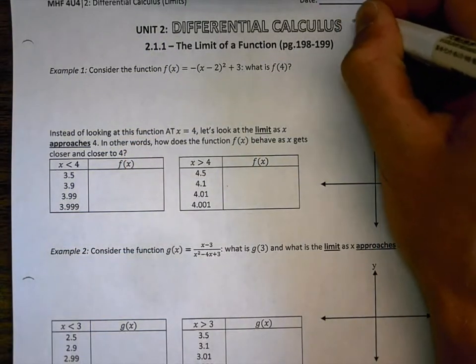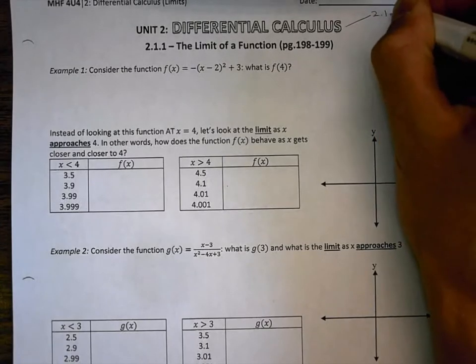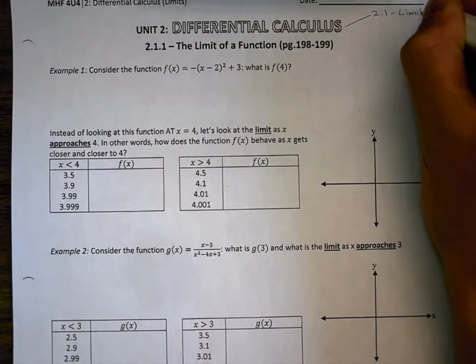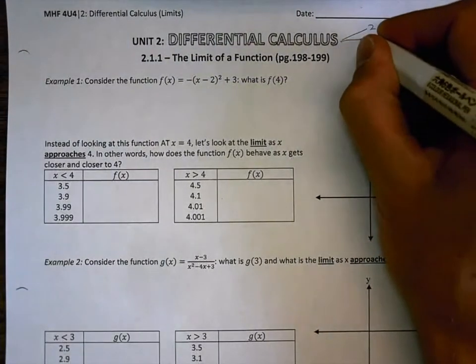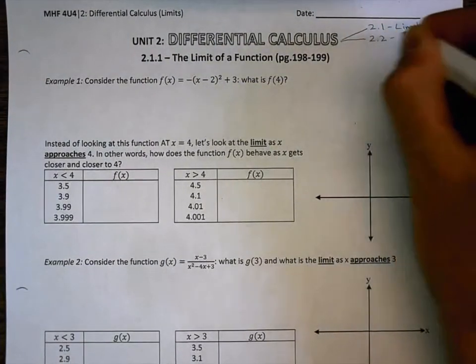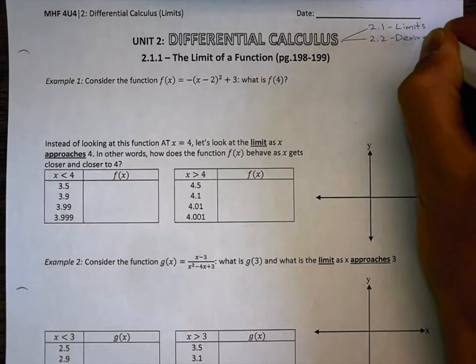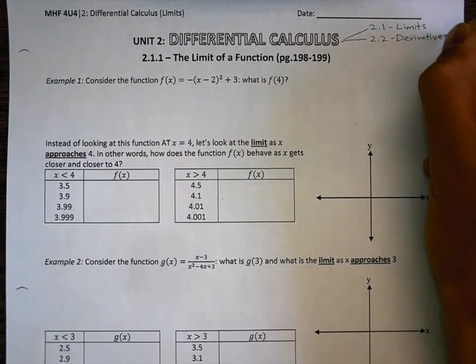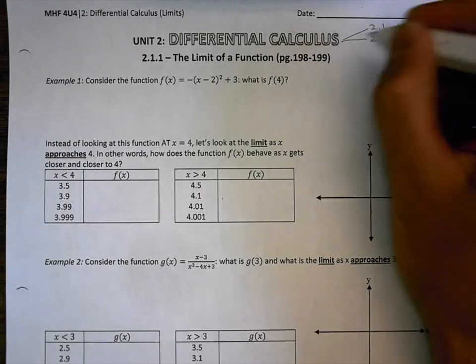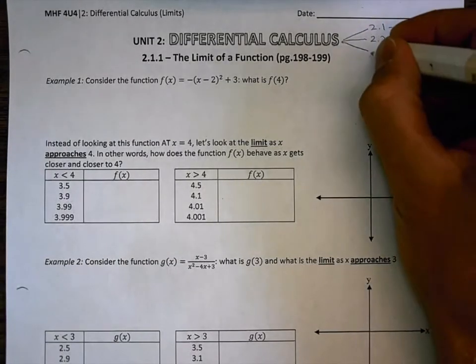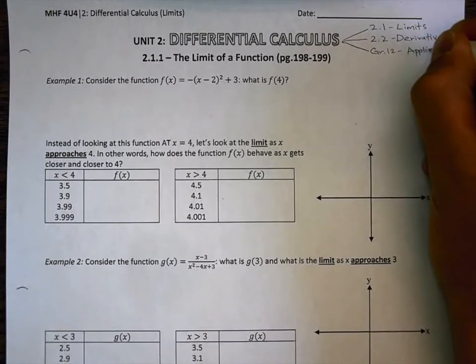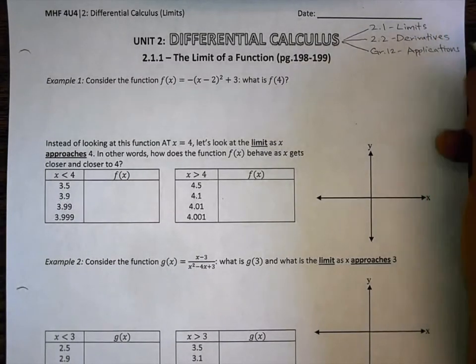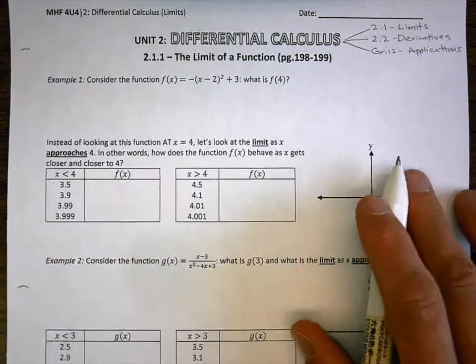Unit 2 is divided into 2.1, which is the idea of limits, which is the how, or why, calculus works. And then chapter 2.2 is the derivative, which is how we do calculus. And then in grade 12, we're going to do applications, which is all the neat things we can do with calculus. So I like to say that what we do in grade 11 is kind of the meat and potatoes of calculus.